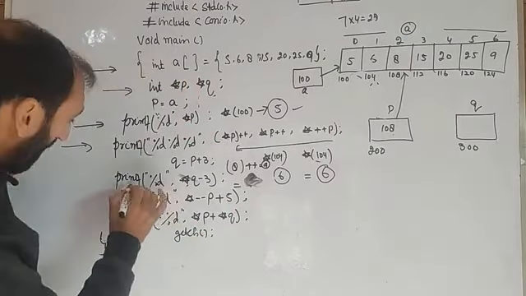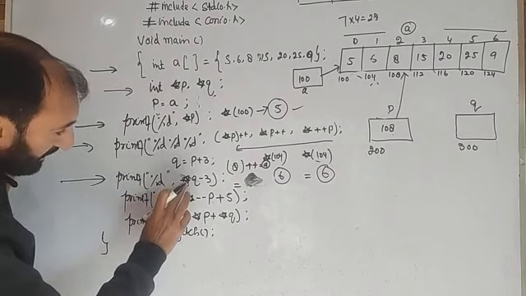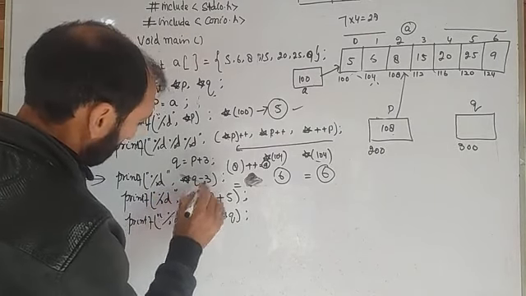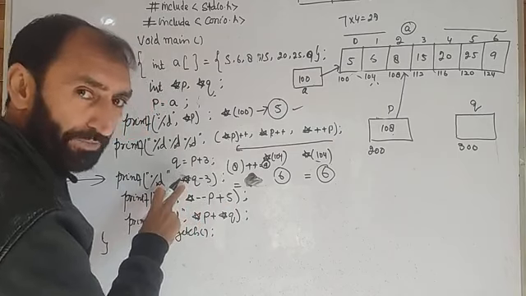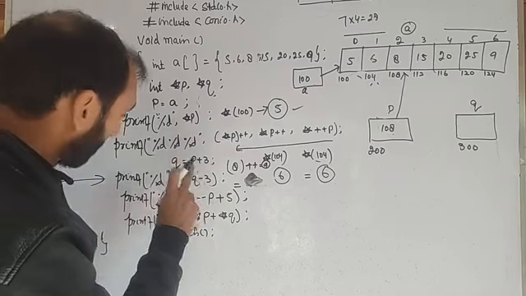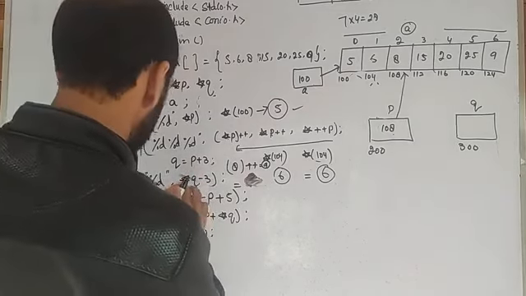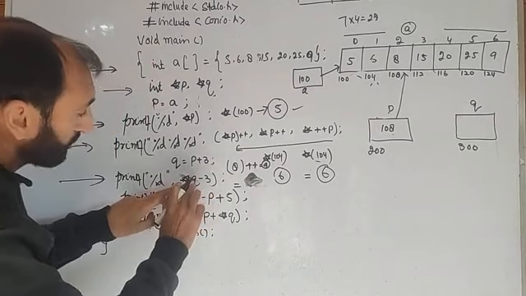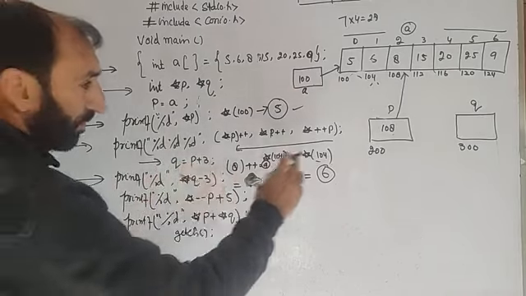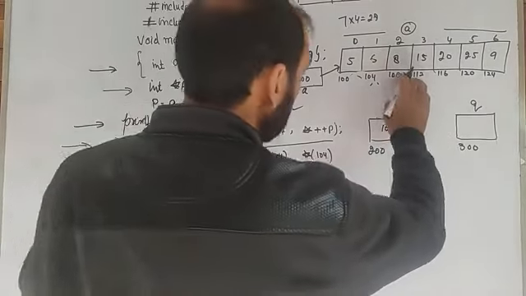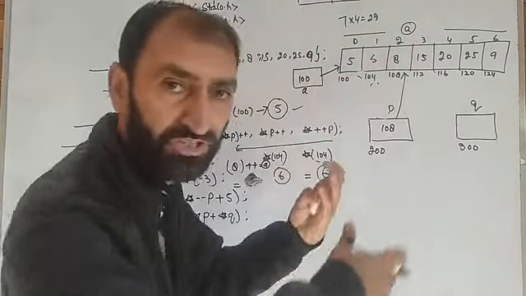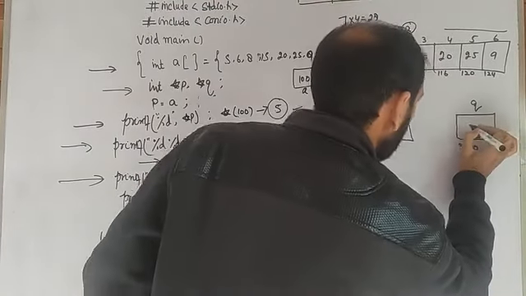Now the third instruction. printf %d asterisk q minus 3. What does this mean? We know that the indirection operator has higher precedence than the arithmetic operators, plus and minus. What does asterisk q mean? First, what's the instruction? q equal to p plus 3. What is p? p is 108. p plus 3 means it will move 3 locations forward: 1, 2, 3.